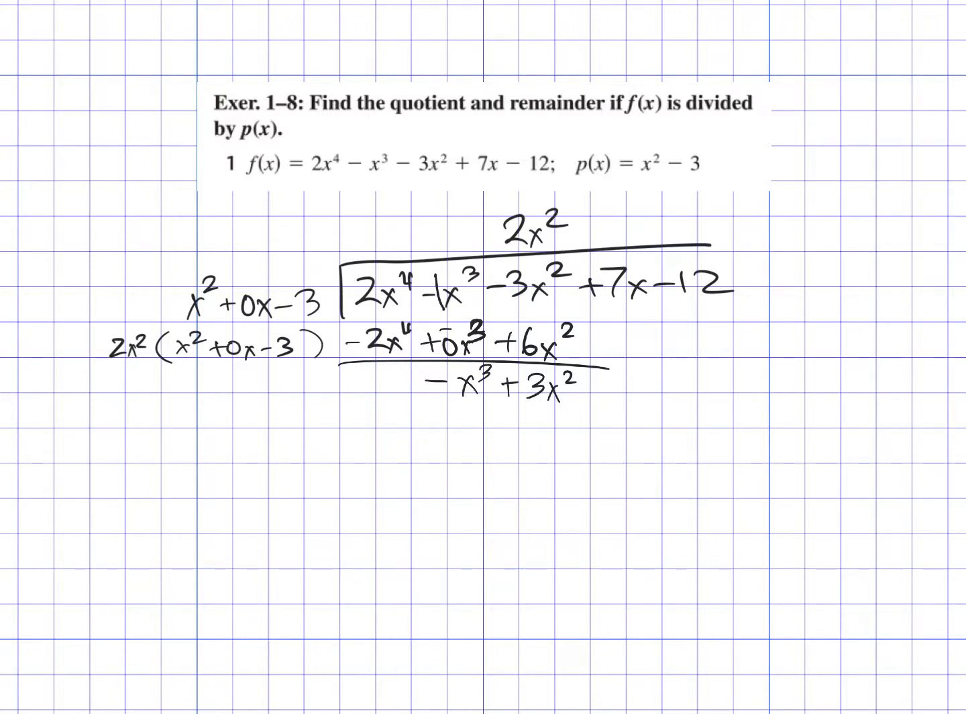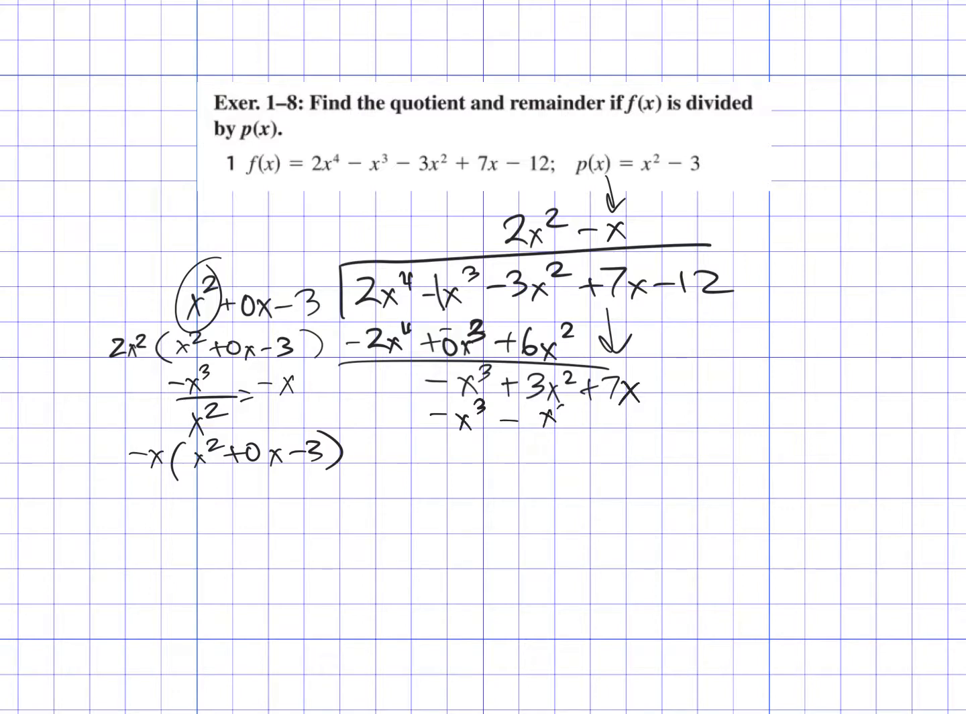All right. And now we drop down the 7x. And now you ask, okay, negative x cubed divided by the first one here. That tells you what goes on top right here. So this is going to be a negative x. So multiply by negative x, x squared plus 0x minus 3. And what do you get? You get negative x cubed minus 0x squared, and a plus 3x. So we subtract, so it changes all the signs. 7 minus 3 is 4. 3 plus 0 is 3. And those are out. Drop down the minus 12.